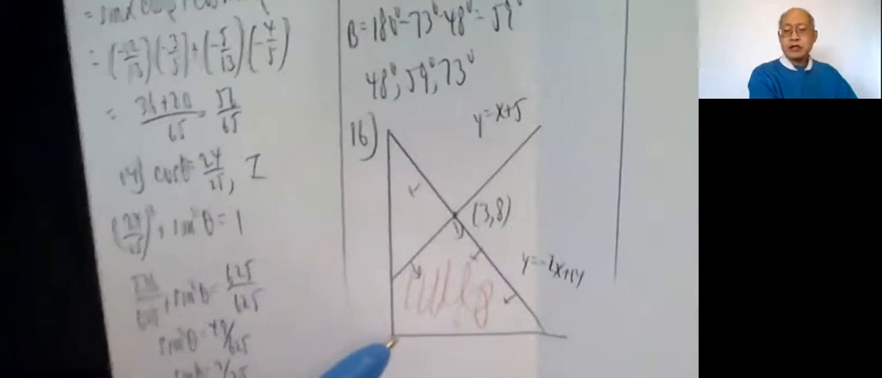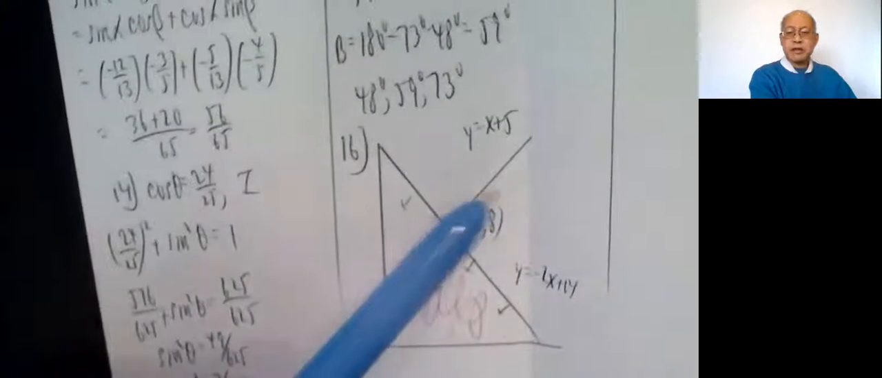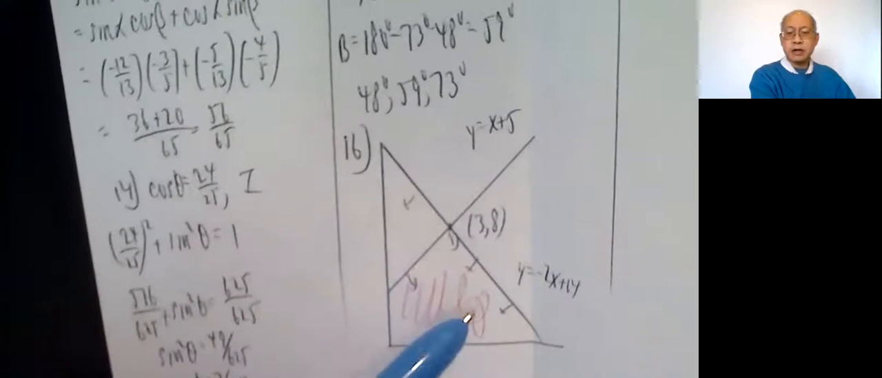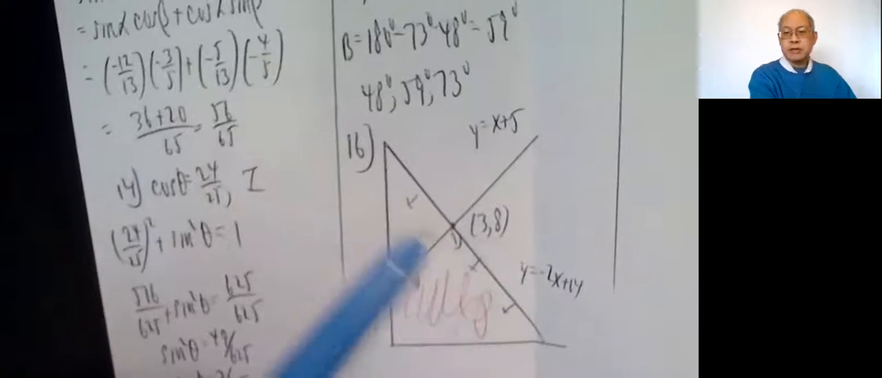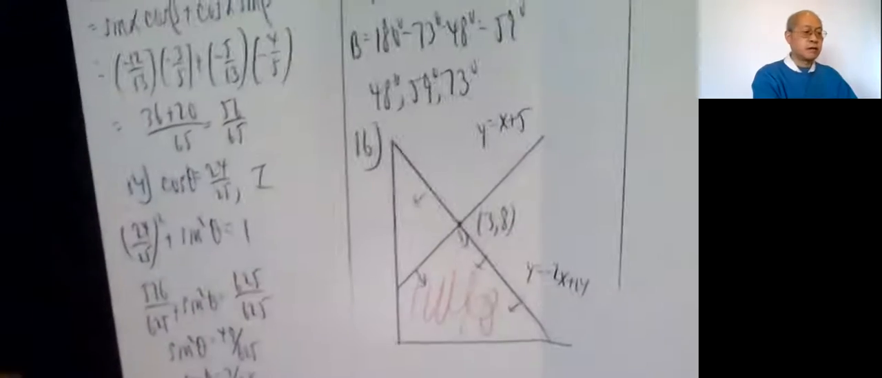16, x greater than or equal to 0, y greater than or equal to 0 means first quadrant. y equals negative x plus 5 looks like that, shade below. y equals negative 2x plus 14 looks like that, shade below. So you have this quadrilateral region here.